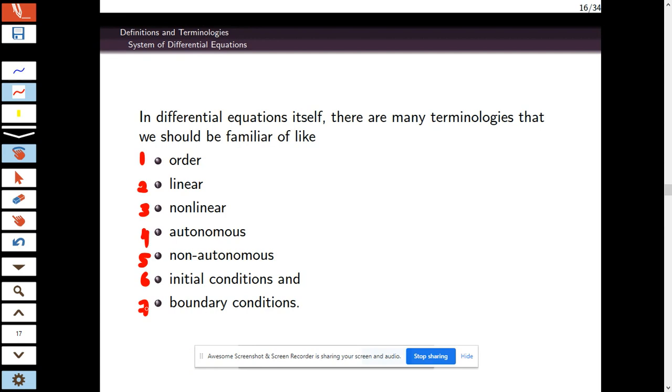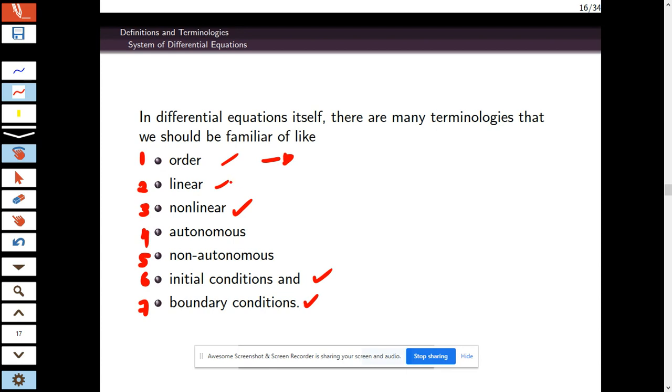Order, of course, linear and nonlinear, initial condition, boundary condition. Semua tahu kan? Semua term ni, mungkin ni tak pernah dengar. But all these terms you know. What is order? It's the highest order of power of the derivative. That's right. Highest power derivative.